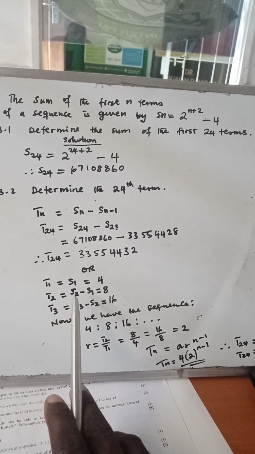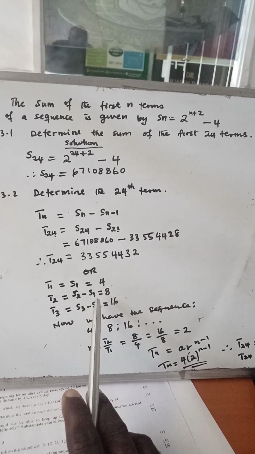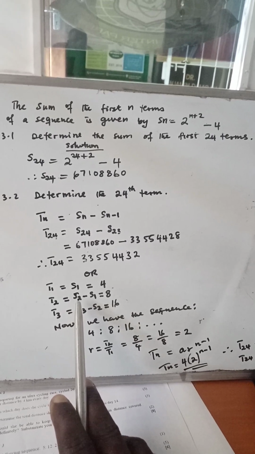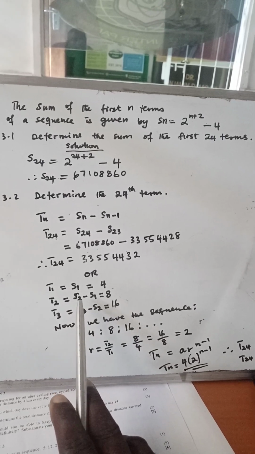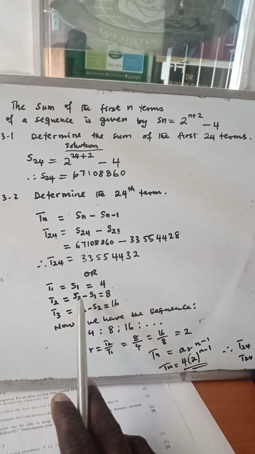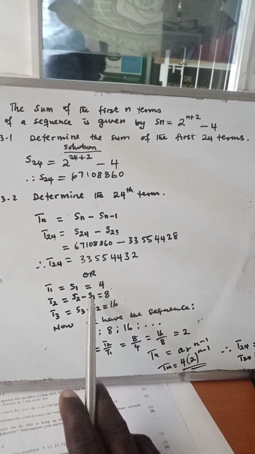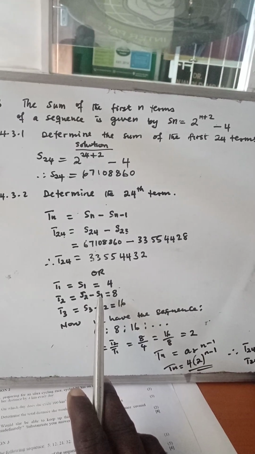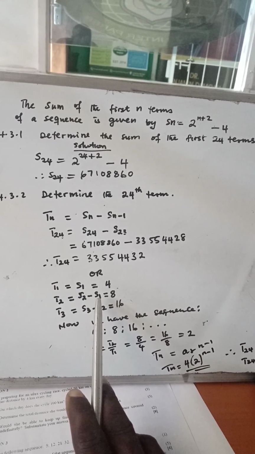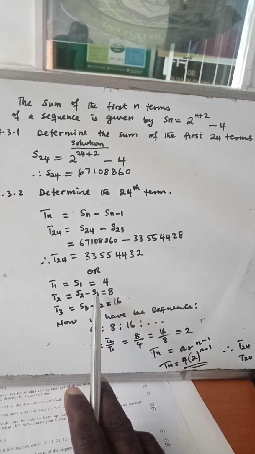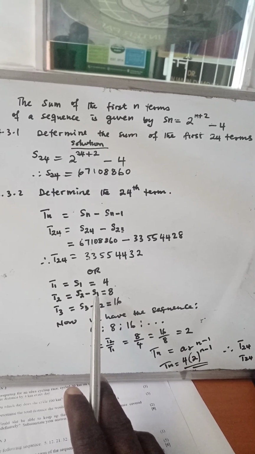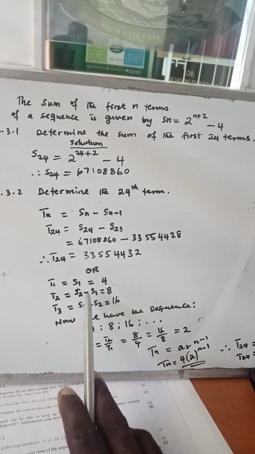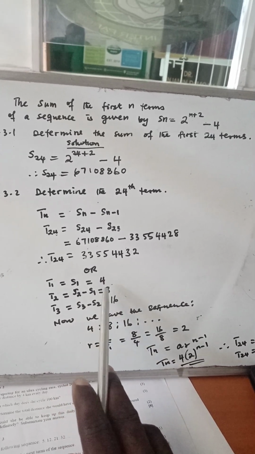T2 is the same as S2 minus S1. I told you, when you are finding the term and you know the sum, you say S2 minus S1. My S2 was 12, and my S1 was 4. So 12 minus 4 gives me 8.